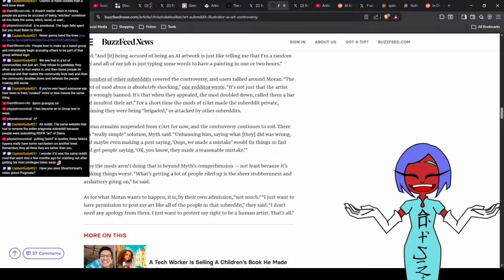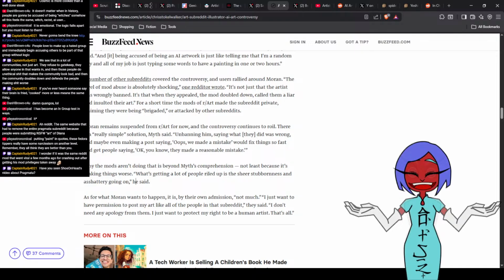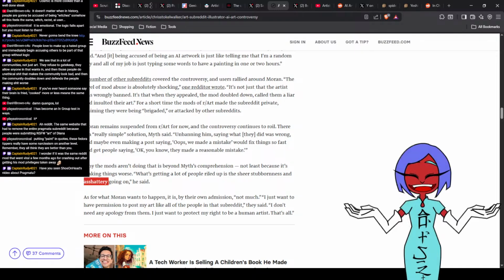It's because they're prideful, right? It's because they're arrogant. Let's be perfectly honest. They don't want to admit that they were wrong, and cartoonishly wrong at that, right? Not least because it's making things worse. What's getting a lot of people riled up is the sheer stubbornness and ass-hattery. What a word, right? Going on here. I'm going to use this word more often, ass-hattery.